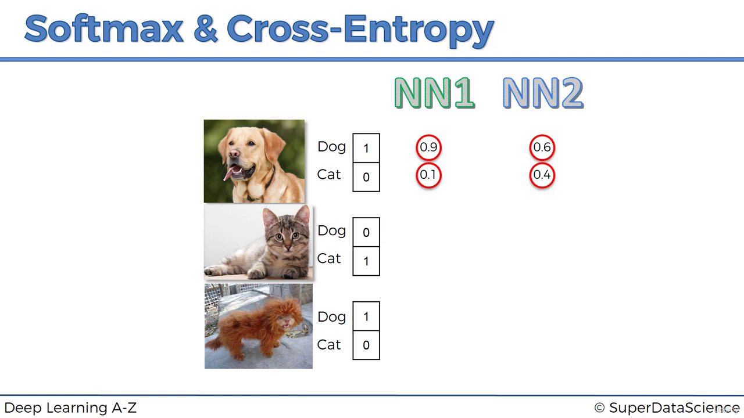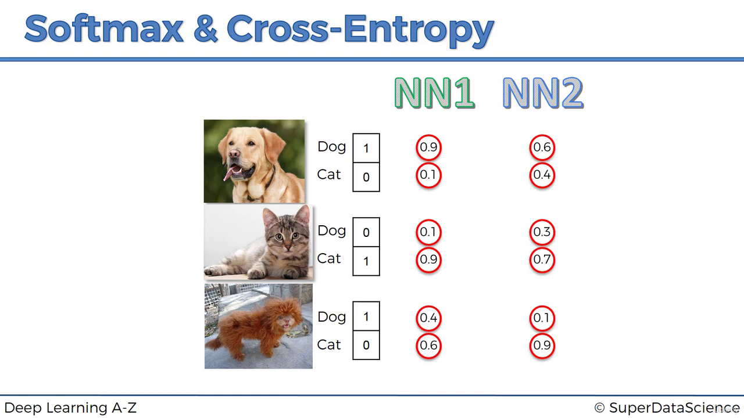In the first case, neural network 1: 90% dog, 10% cat, correct. Neural network 2: 60% dog, 40% cat. Still correct. Worse, but correct. Second image, first neural network: 10% dog, 90% cat. Correct. Neural network 2: 30% dog, 70% cat. Worse, but still correct. And then finally, in image 3, neural network 1: 40% dog, 60% cat. Incorrect. Neural network 2: 10% dog, 90% cat. Incorrect and worse.